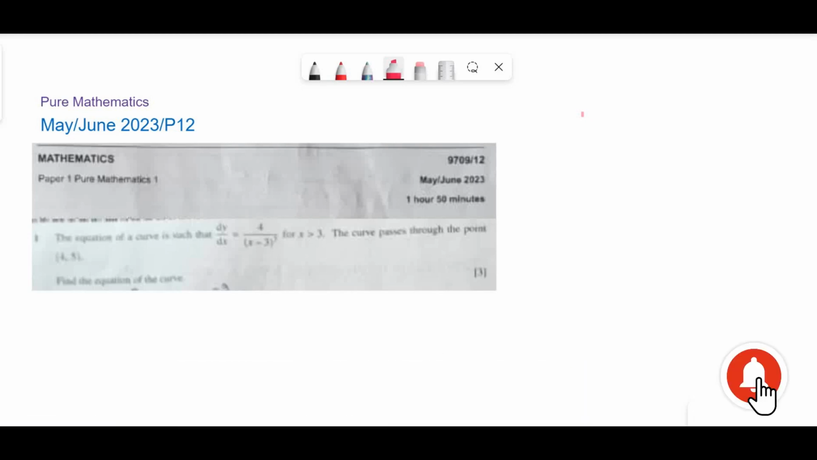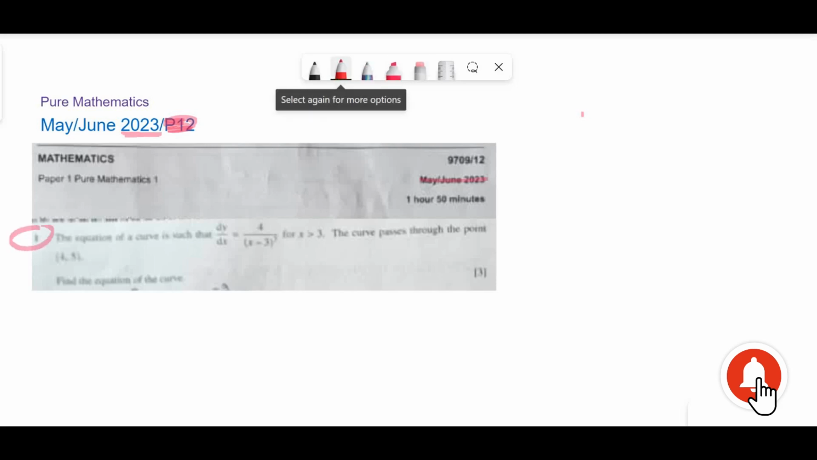Today we are going to discuss the May-June 2023 paper 1-2. We are going to discuss this paper of 2023. This is the latest paper, 2023. Now this is the first question.